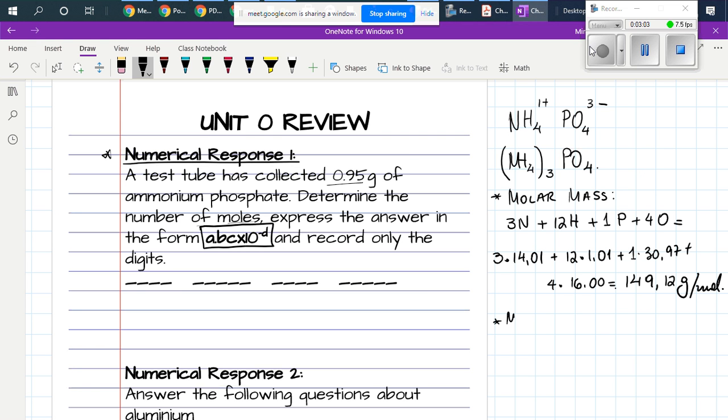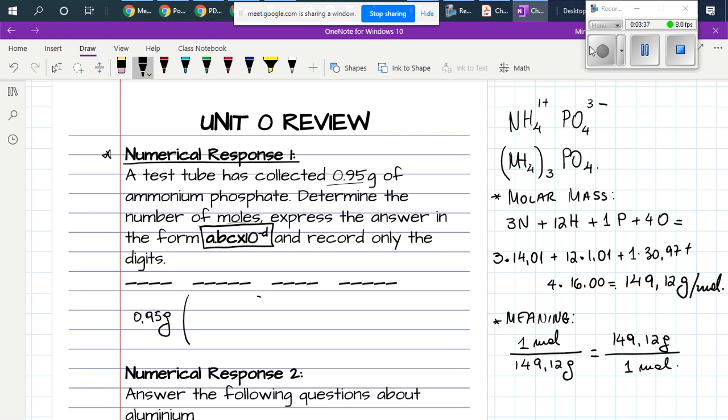The meaning of it is that if you have 1 mole of ammonium phosphate, then you have 149.12 grams of ammonium phosphate. And if you have 149.12 grams of ammonium phosphate, then you have 1 mole of ammonium phosphate. We'll start with what is given. What is given is 0.95 grams of ammonium phosphate.